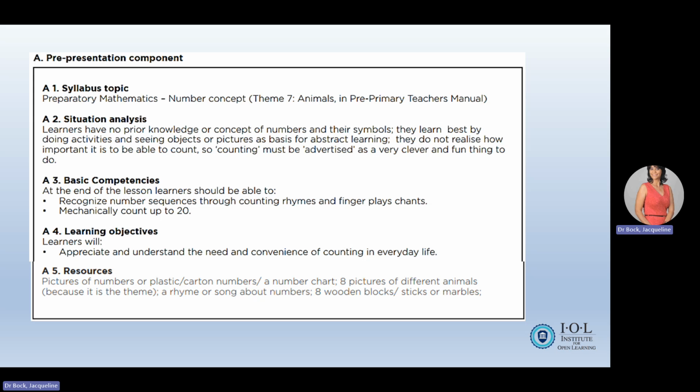In terms of the learning objectives, it always starts with learner's world, and it has also been taken from the syllabus. Resources are any pictures or objects that you may need to assist you to facilitate learning while you are presenting your lesson. It can be posters, it can be beads, it can be wooden blocks or sticks, marbles, etc.